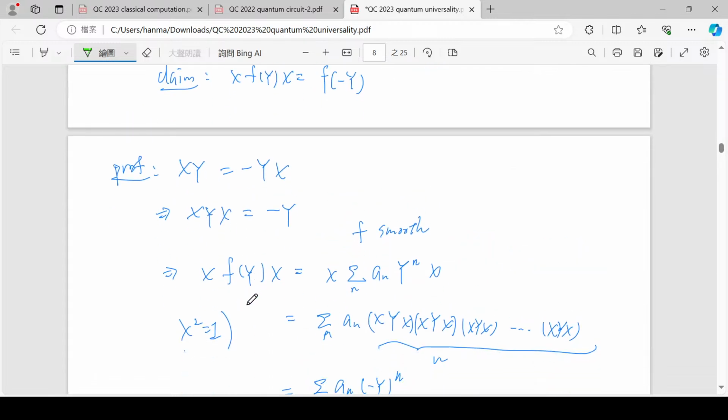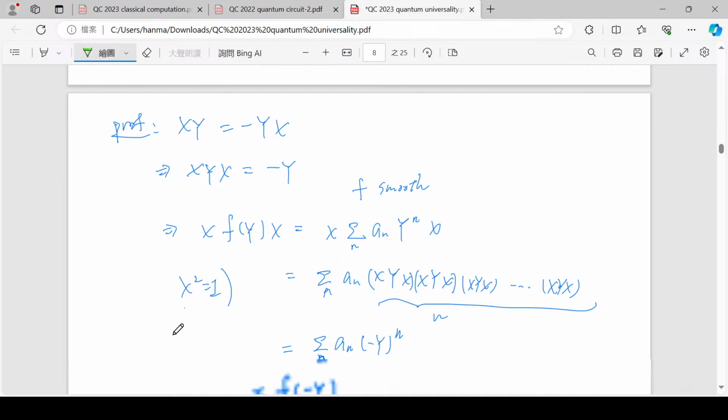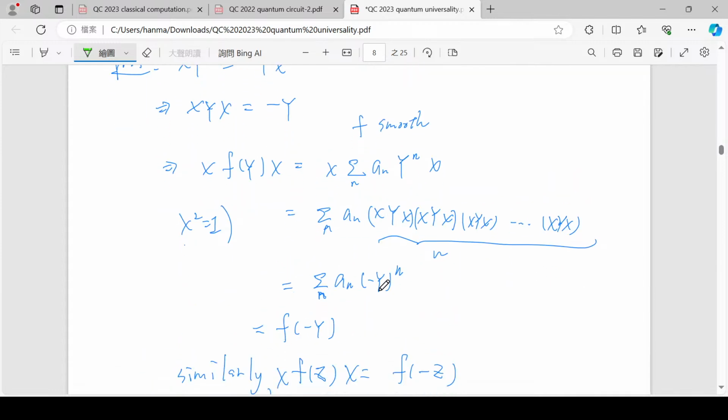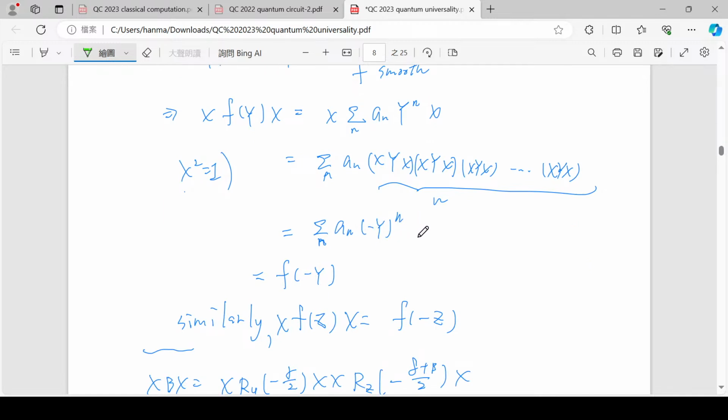Then you can think about sandwiching f of Y with X, and assume f is a nice function, so we can do a Taylor expansion. Then f of Y is a polynomial of Y, the summation of a_n Y to the n. For every Y to the n, you can stick X squared inside, because X squared is identity. So you can sandwich every Y here: X Y X to the n. And as we know, X Y X is equal to minus Y, so this is just the summation of a_n times minus Y to the n.